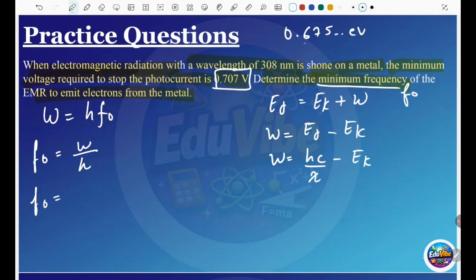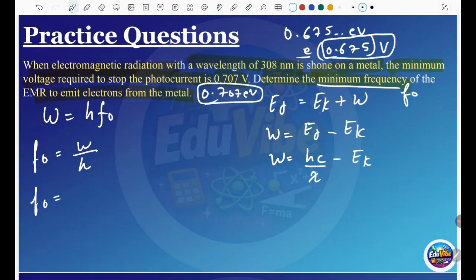To get this stopping potential, we convert this into this, and this whole thing is now your stopping potential. When we leave out the E, which is called the charge, we get this in stopping potential. But if we want this in EK max again, we do the reverse of this. So this 0.707 volt is 0.707 EV. We take it as EK max.